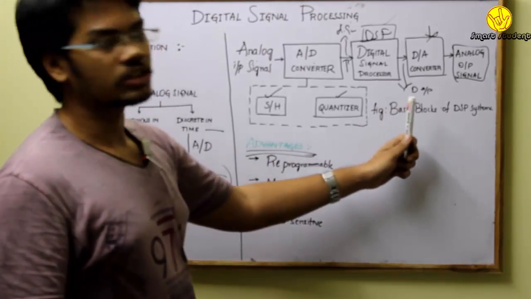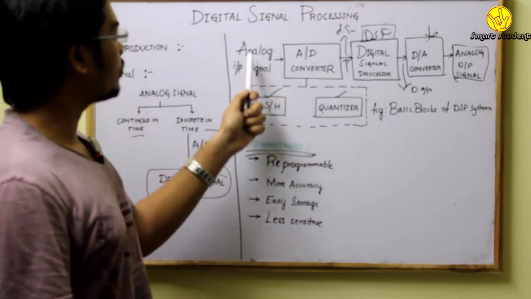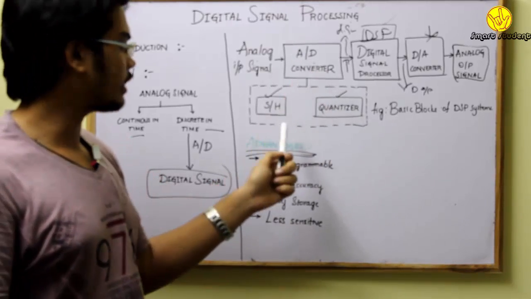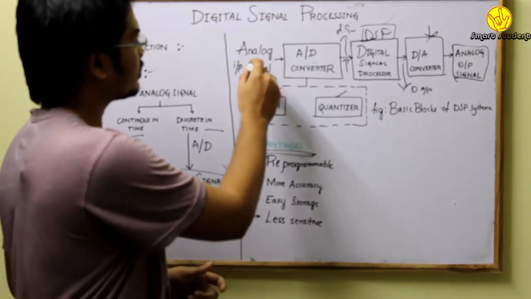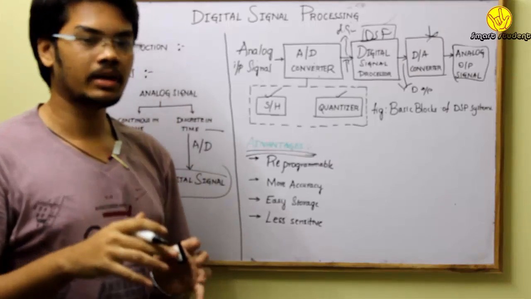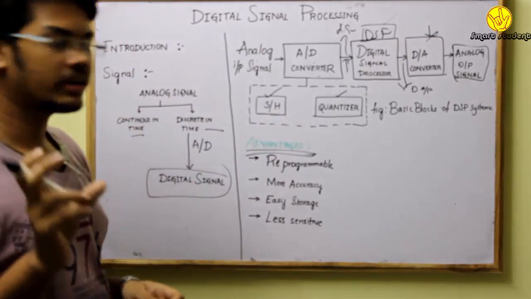Next, the basic blocks of a DSP system. What does a DSP system consist of? So first, the analog input signal is given to an A to D converter. The A to D converter internally contains a sample and hold circuit and a quantizer. So when the analog input signal is given to a sample and hold circuit, the analog input signal is sampled based on this sample and hold circuit, and each sample contains a time period of Ts.